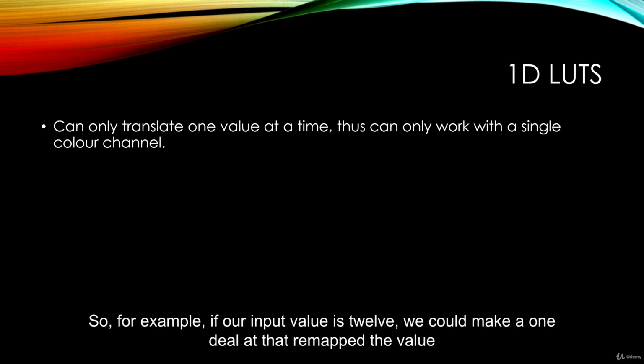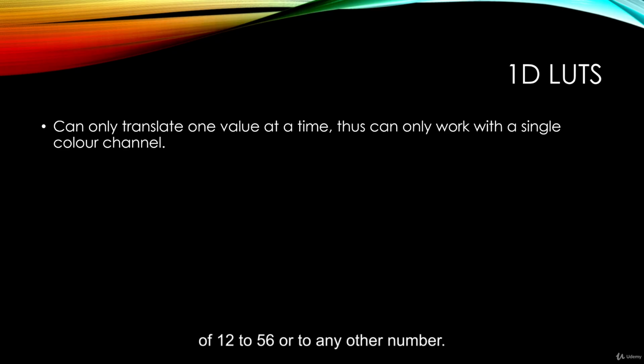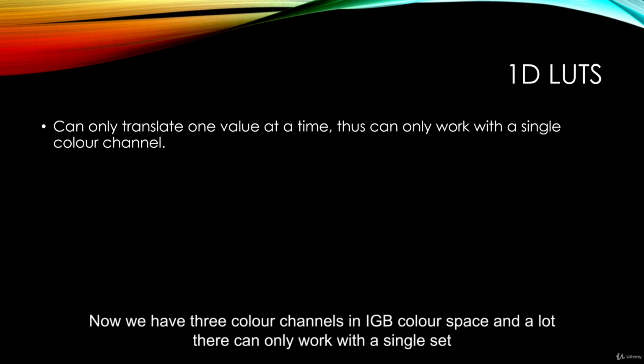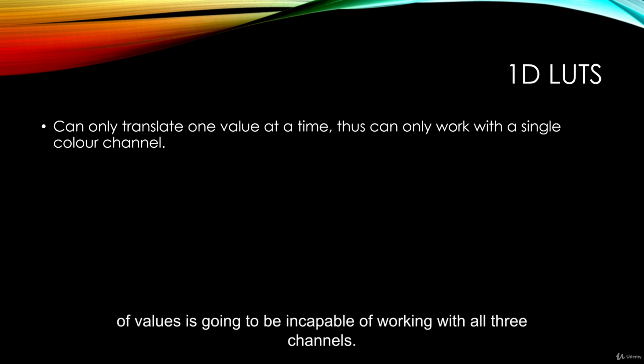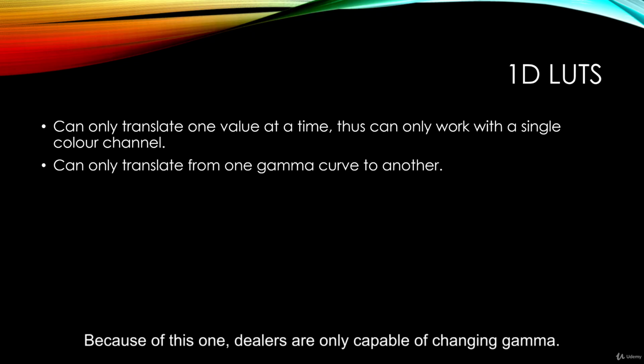So for example, if our input value is 12, we could make a 1D LUT that remaps the value of 12 to 56 or to any other number. Now, we have 3 color channels in RGB color space, and a LUT that can only work with a single set of values is going to be incapable of working with all 3 channels. Because of this, 1D LUTs are only capable of changing gamma.